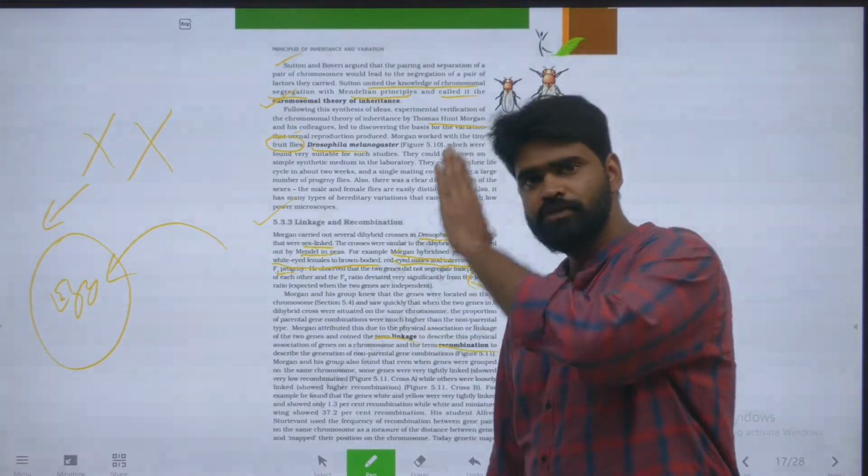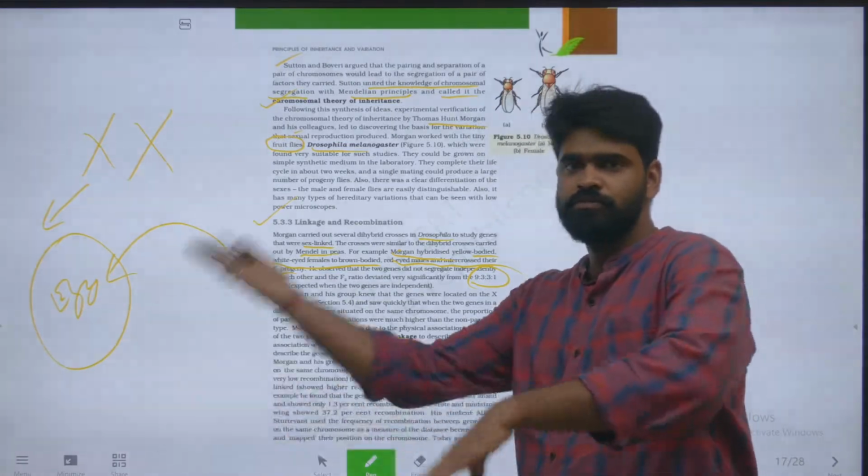Linkage means what? When genes are present on the same chromosome. Recombination is what? Crossing over.